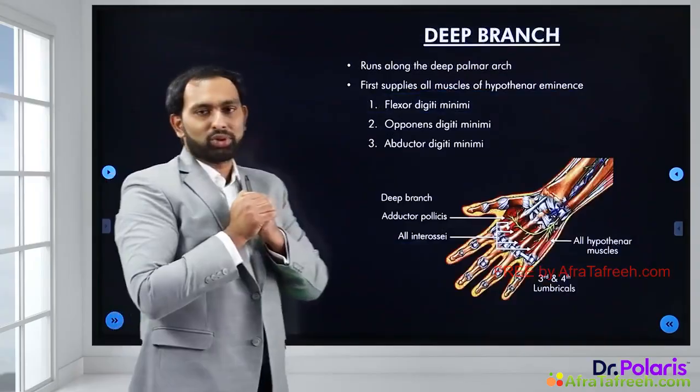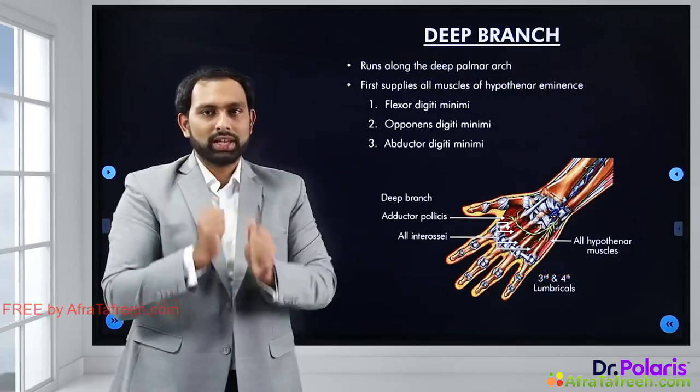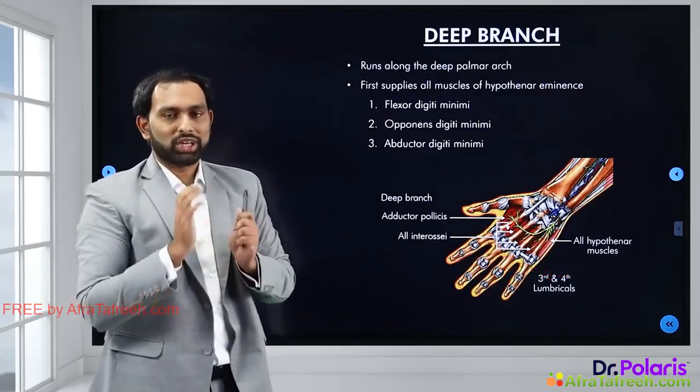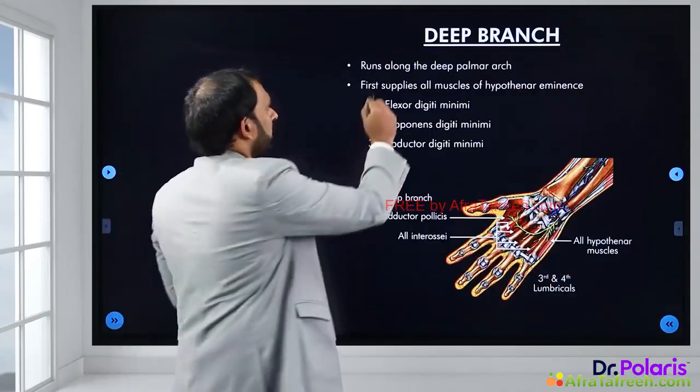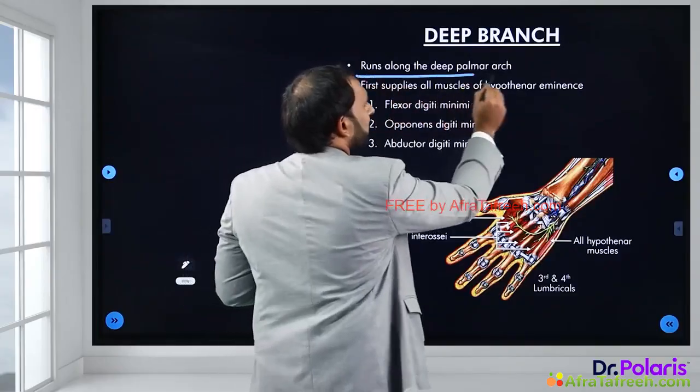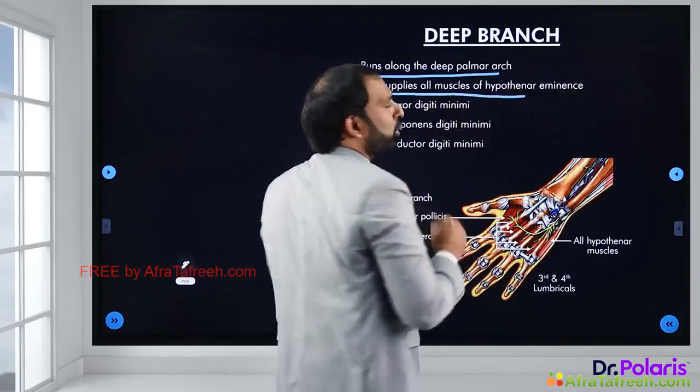Now let's understand about the deep branches. So all these hand coordinated movements that we're able to do is because of this deep branch. So let's understand the innervation of these deep branches. The deep branch runs along the deep palmar arch. And first, it supplies all the hypothenar eminences.